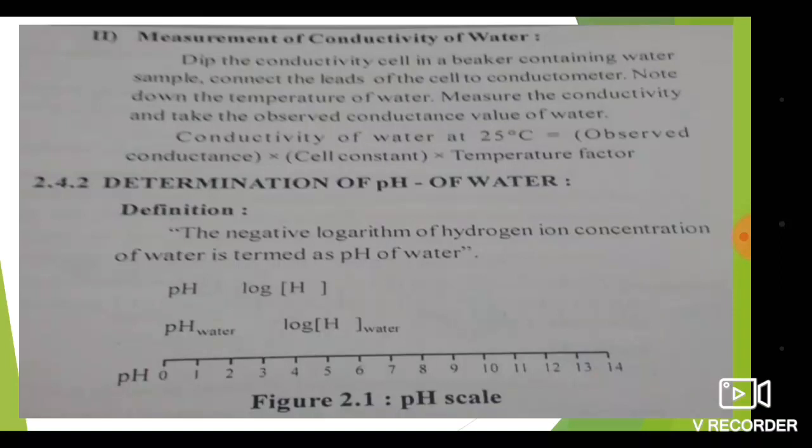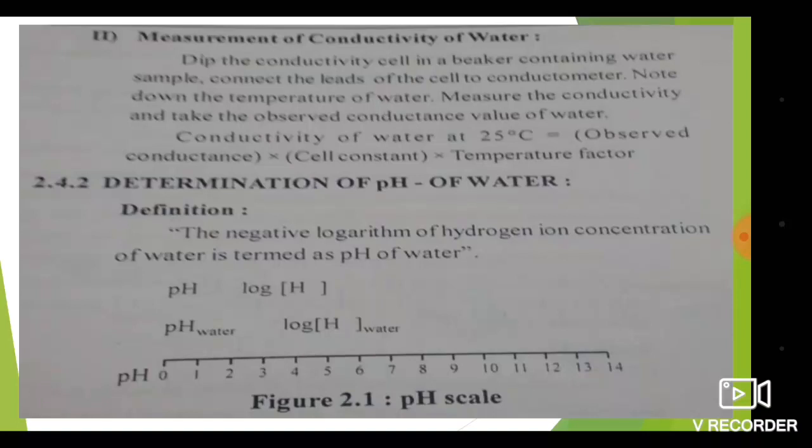Dip the conductivity cell in the beaker containing the water sample. Connect the leads of the cell to the conductometer. Note down the temperature of water. Measure the conductivity and take the observed conductance value of water. It is a simple conductometric determination of the conductance by simply dipping the cell in the water at the given temperature. So the conductivity of water at 25 degrees Celsius is equal to the observed conductance times the cell constant times the temperature factor. So we will get the conductivity of water.